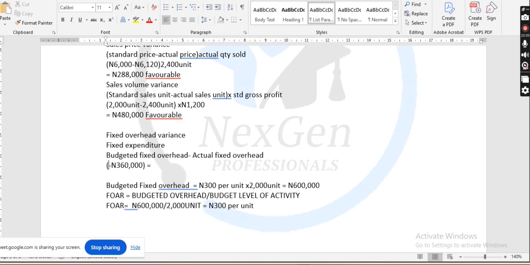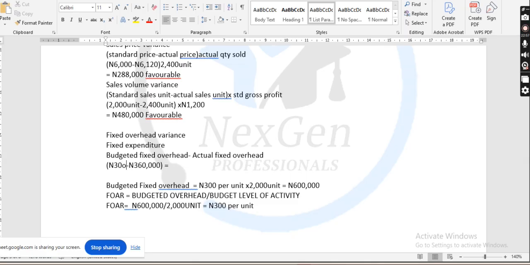Now, you get your OAR, and the OAR is not based on labor hour. If we put that 30 naira per hour here, it means that we are absorbing the overhead on the basis of labor hour. Class, are we still together? On the basis of what? Labor hour. That is what it means.